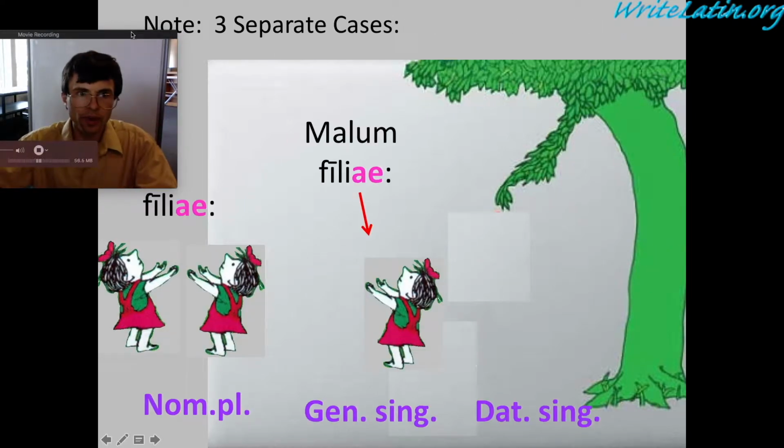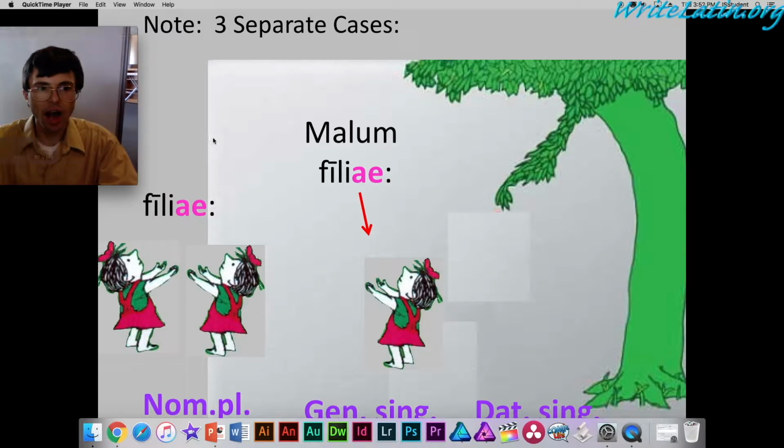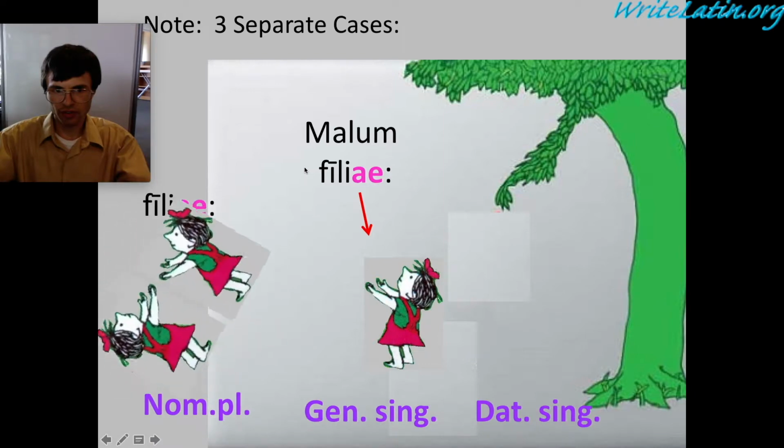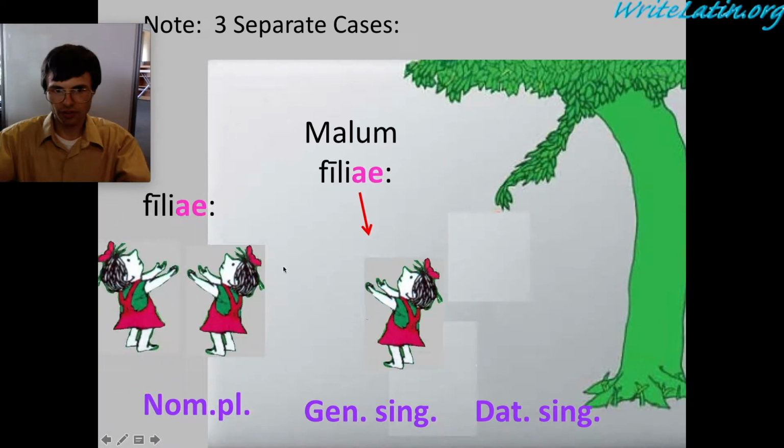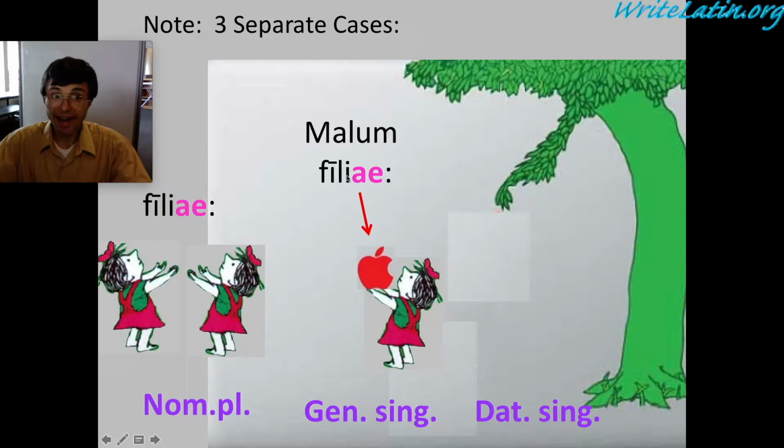All right, so that leaves us with 3 homophones for the feminine gender. We have filiae, the daughters. Then in the genitive singular, we have malum filiae, apple of the daughter, and then filiae, to or for the daughter. Notice I say the genitive one with a higher pitch, which makes it more clear that that's a possessor.